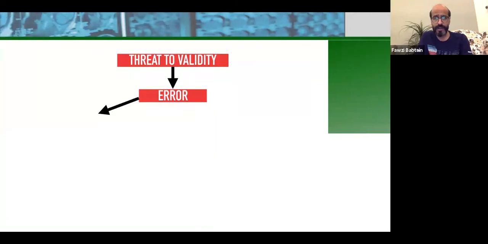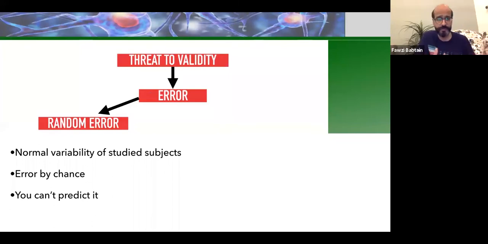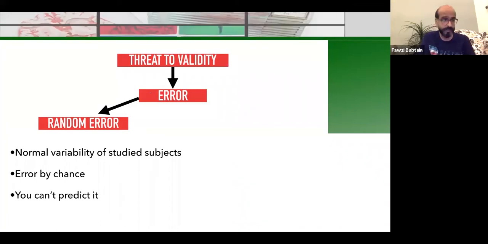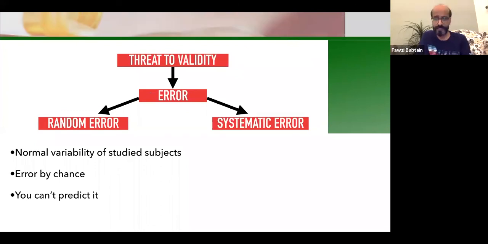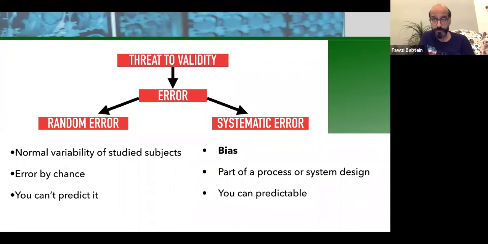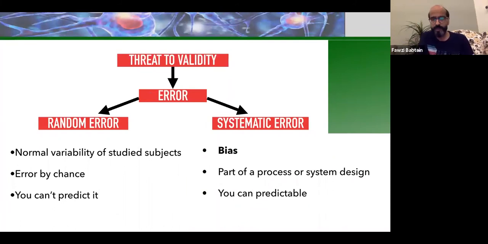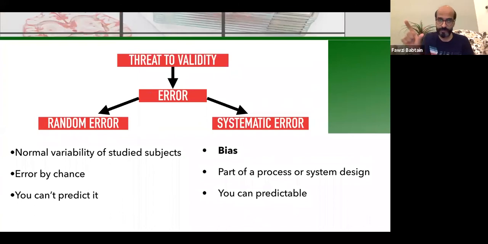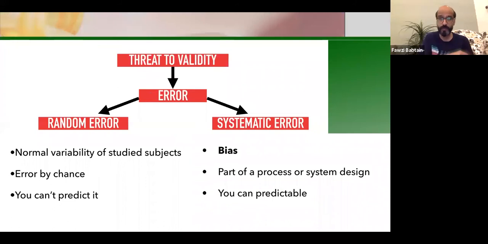So you can have a random error. A random error is normal variation between ourselves. It happens by chance. Sometimes you cannot predict it because the responses are different. The problem is the systematic error, that is bias. You can predict this during your study design, according to the study type that you're doing. And this is something you can really think of during design, during data collection, data analysis, and conclusion.